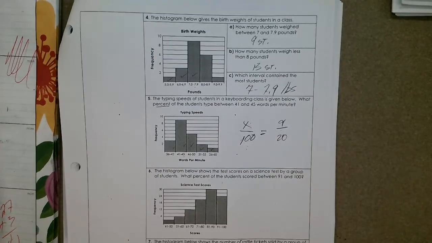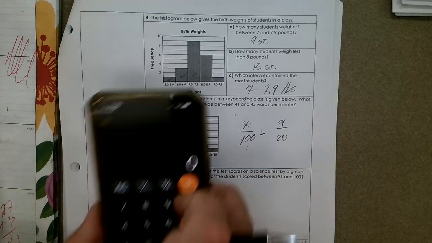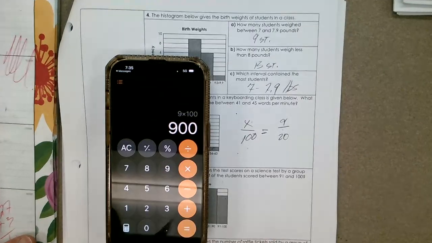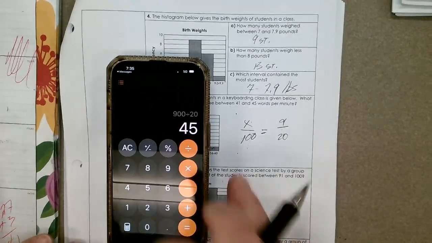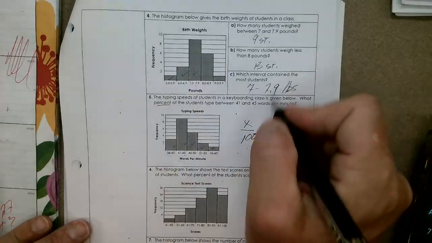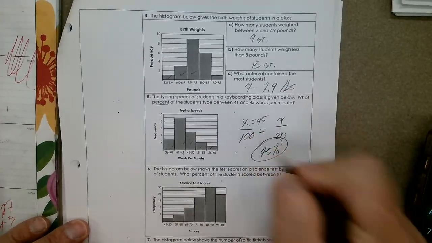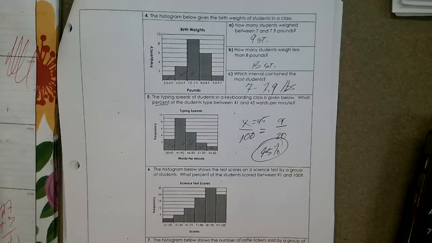Now we're just going to go ahead and solve our proportion. So 9 times 100 is 900, divided by 20 is 45. So x is 45 out of 100, or 45%.